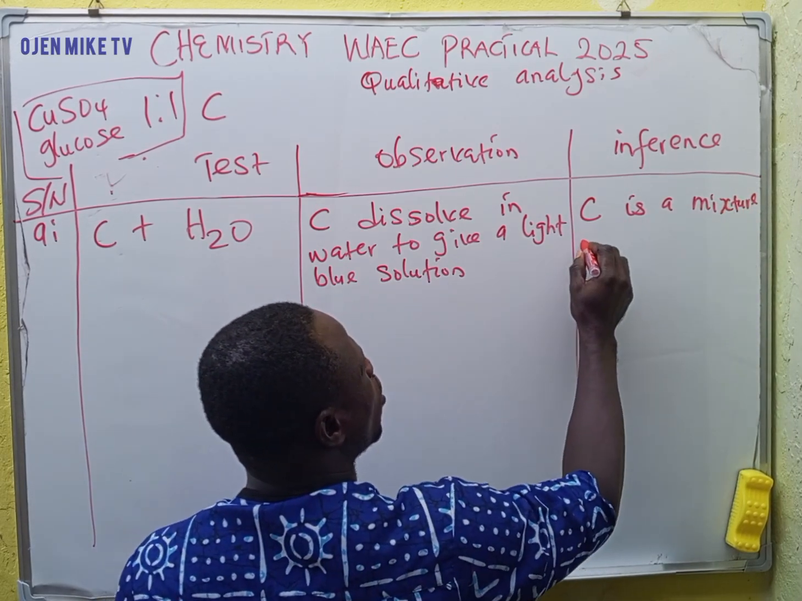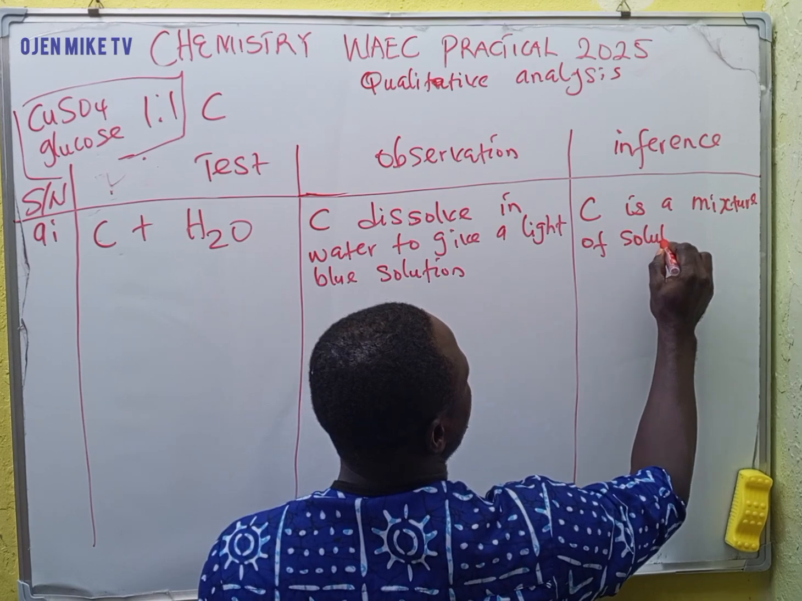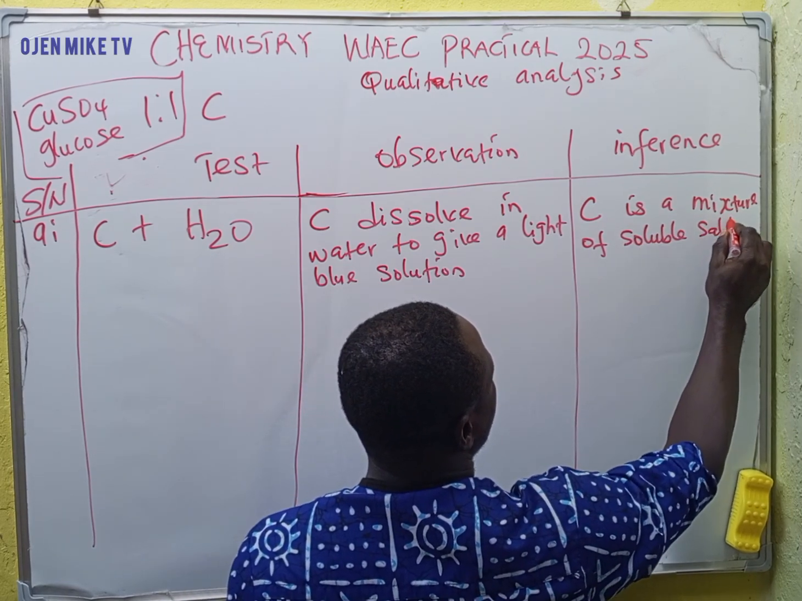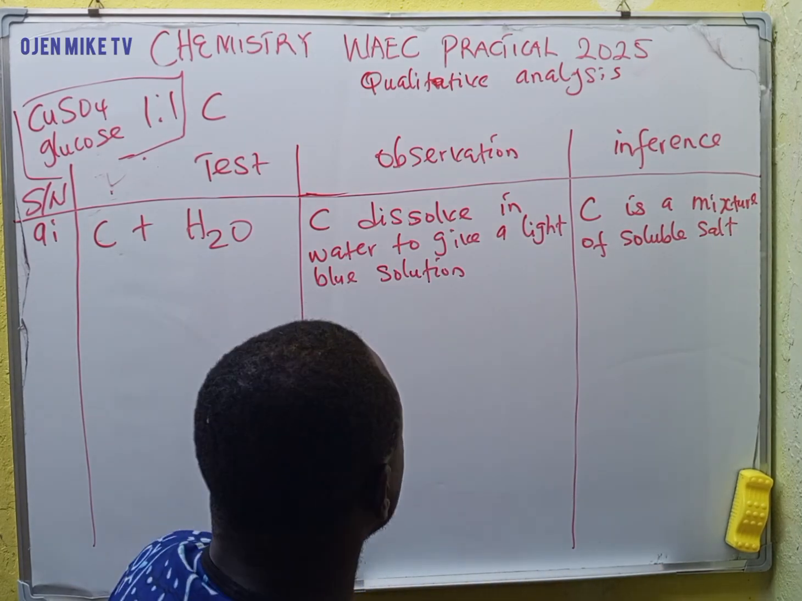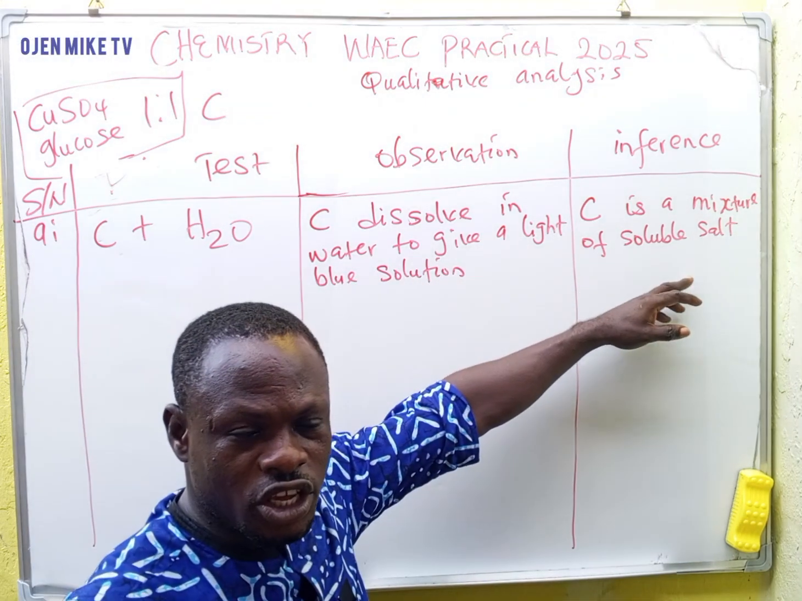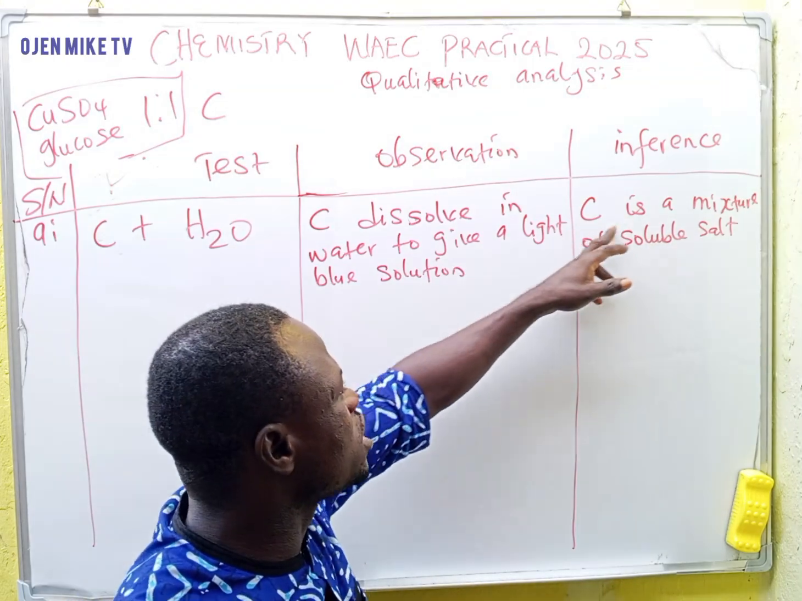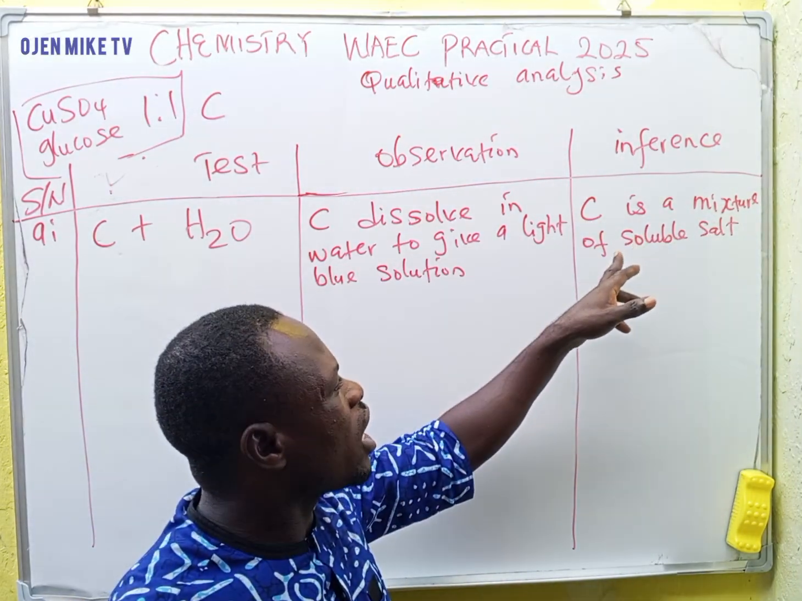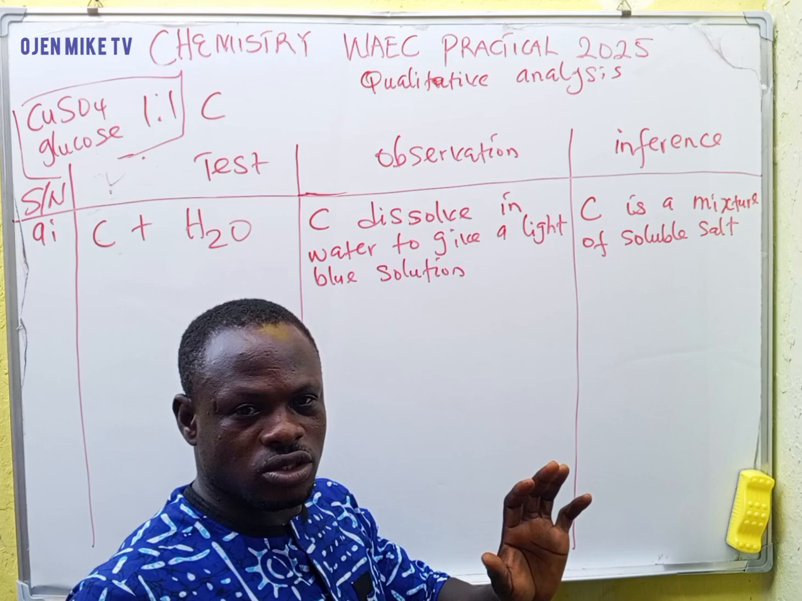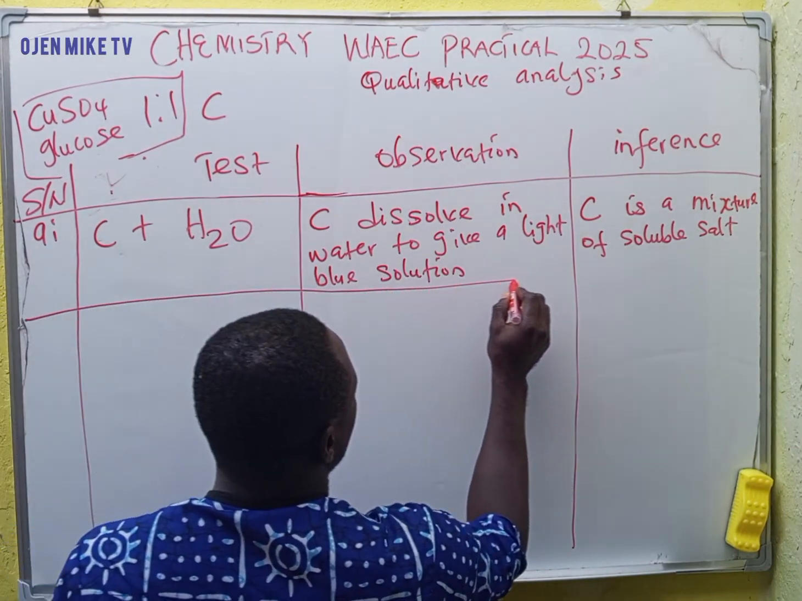C is a mixture of soluble salt, because C here dissolves in water, so it's a soluble salt. If it doesn't dissolve in water, C is an insoluble salt. You get that? So C is a mixture of soluble salt. Do you get that? So now that one has finished. So now proceed to the next one.